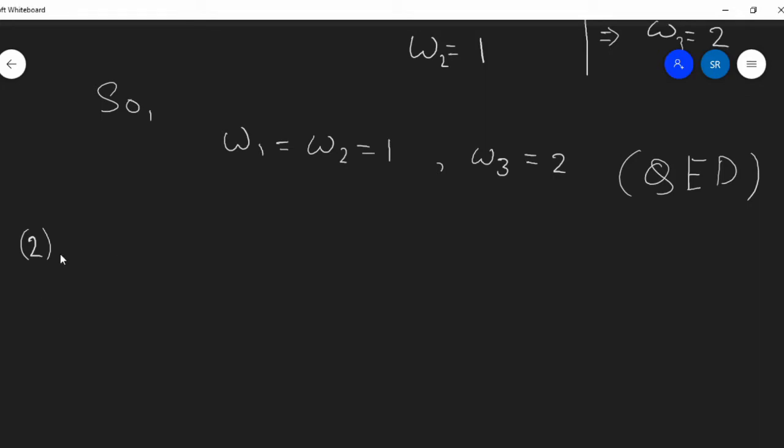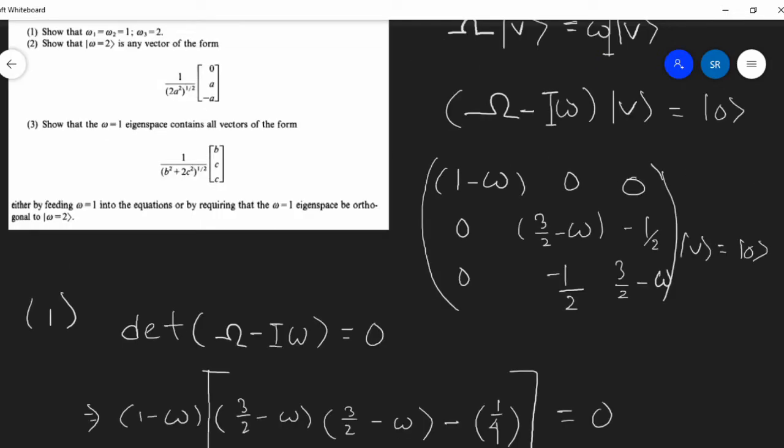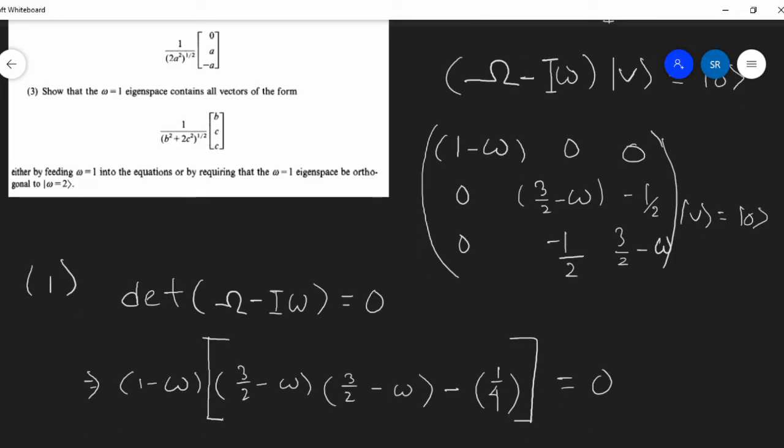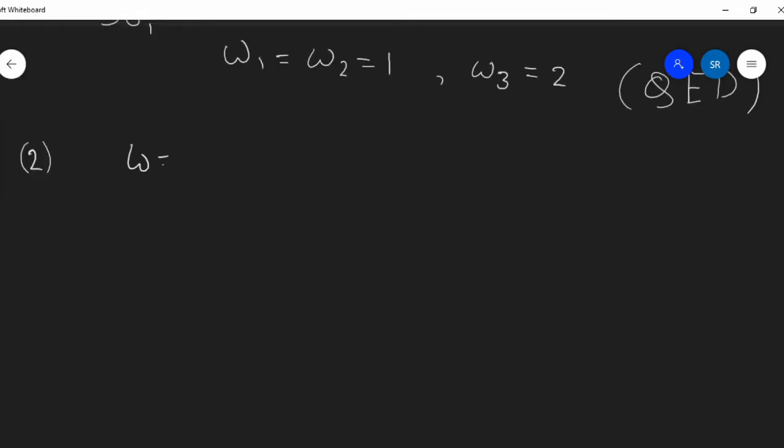Right. So let's take some time to go over there and see what that question is. Okay, show that the eigenvector of omega equals 2 is any vector of the form this. So what do we know here? We have omega equals 2.